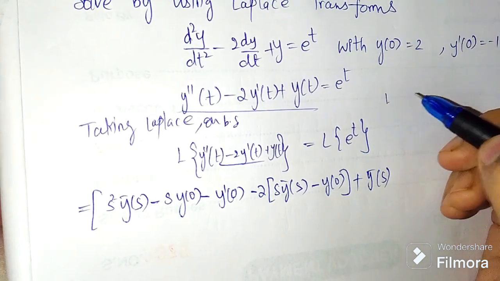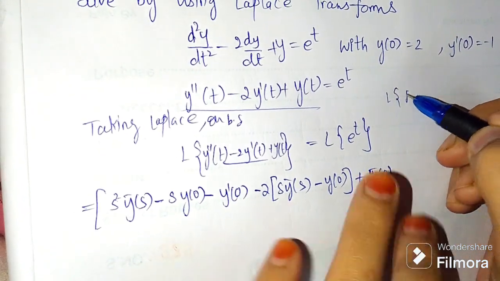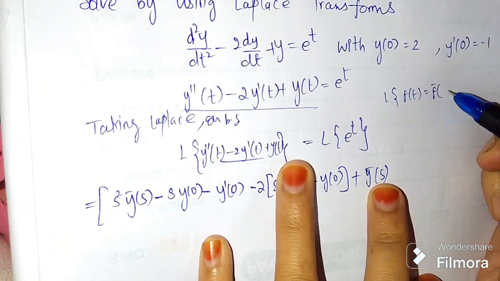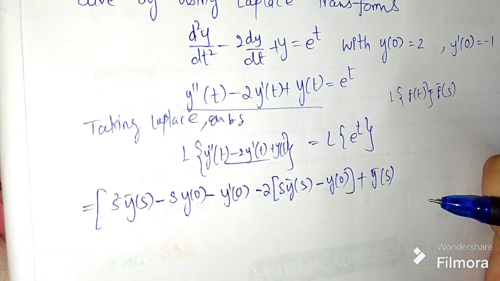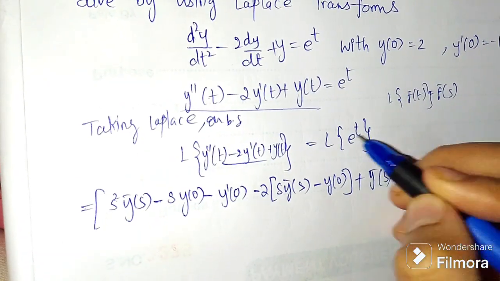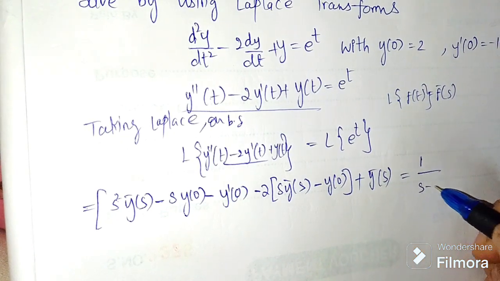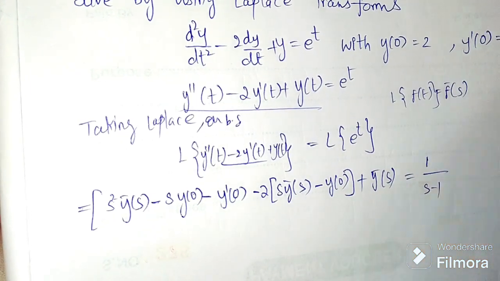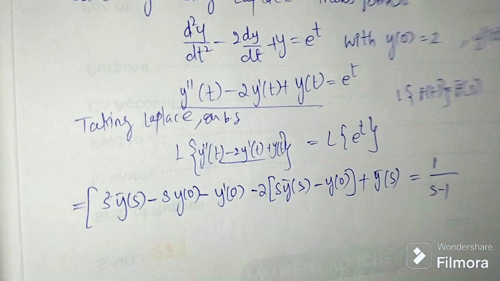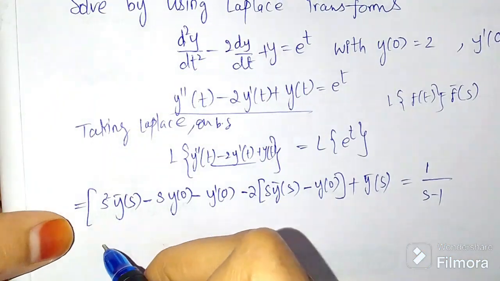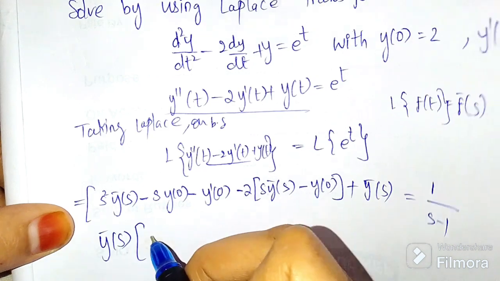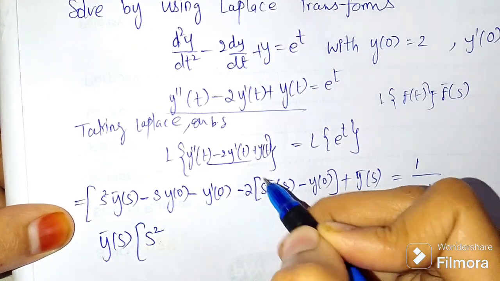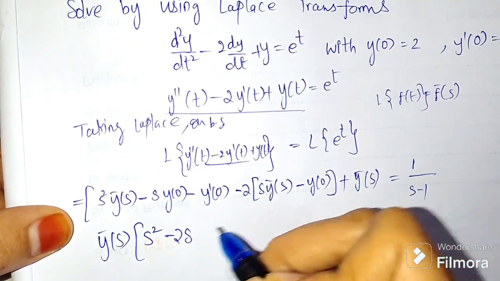You know Laplace of f of t. What is Laplace of f of t? F bar of s. Just like that, Laplace of y of t is y bar of s. Okay. This side 1 by s minus 1. Clear? Now, what we should do is take y bar of s common. So you will get s square and here minus 2s plus 1.